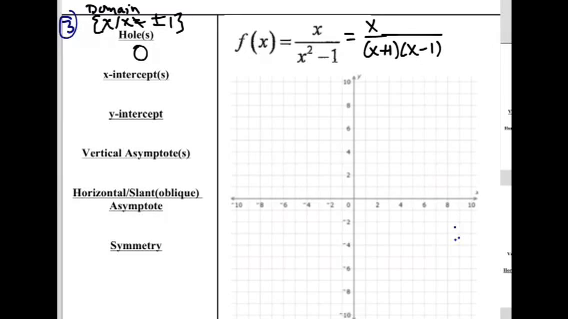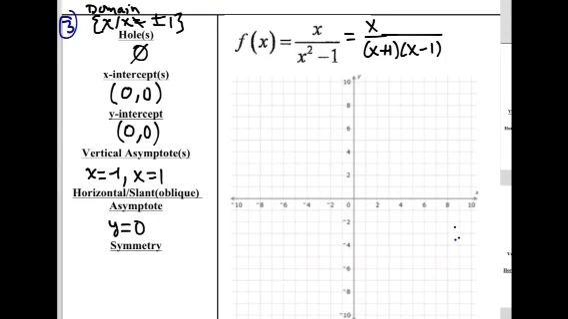This one has no holes because it has no common factors in the numerator and denominator that cancel. X-intercept is 0, 0. And remember, if the x-intercept is 0, 0, then the y-intercept has to be 0, 0. There's no other option, because there could only be one y-intercept, at most. Vertical asymptotes, x equals negative 1, x equals 1. This one is a bottom-heavy function, so y equals 0.